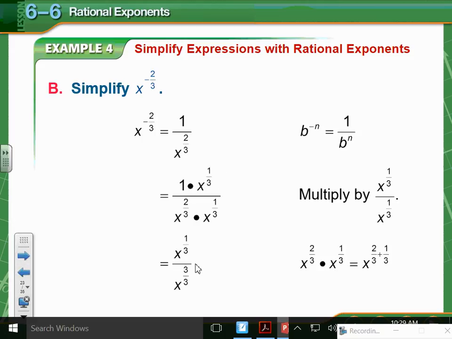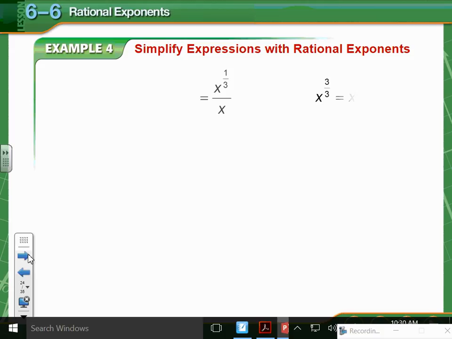So the result would be x to the 3/3 power, which is just x to the 1st. And then on the numerator, it's just x to the 1/3 power, which is cube root of x. And you can leave it like that, as long as they don't say put it in radical form.